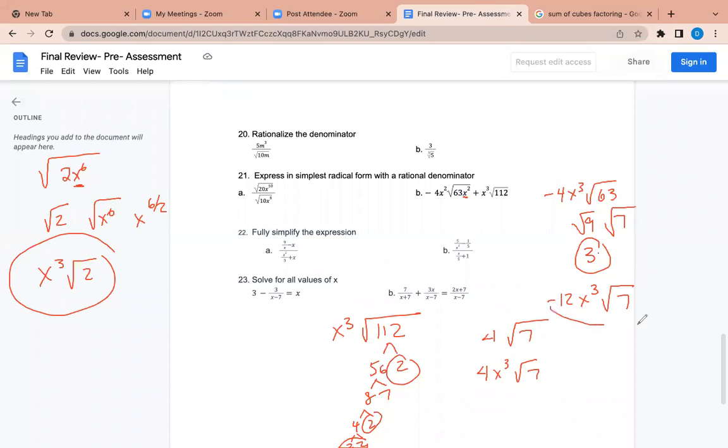So we have negative 12x cubed radical 7 plus 4x cubed radical 7. This turns out to be negative 8x cubed radical 7.